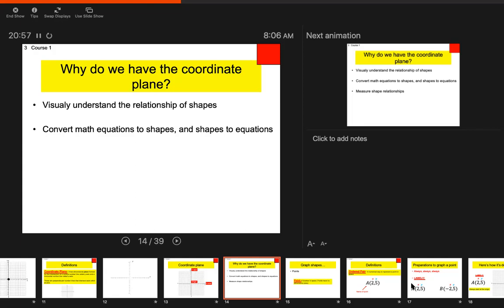There's equations that represent smiles. There's equations that represent the shape of a heart.